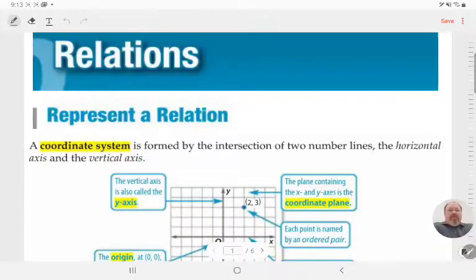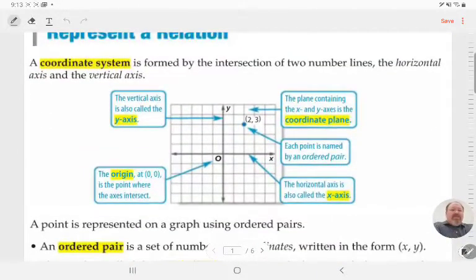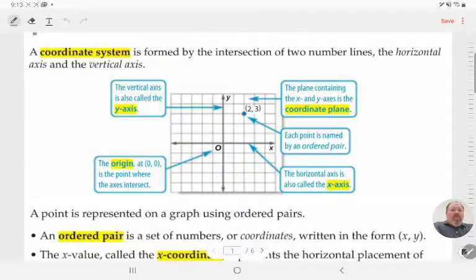All right, so today we're talking about relations. To represent a relation, a coordinate system is formed by intersecting two number lines with horizontal axes and vertical axes. So let's just recap what the coordinate plane is.